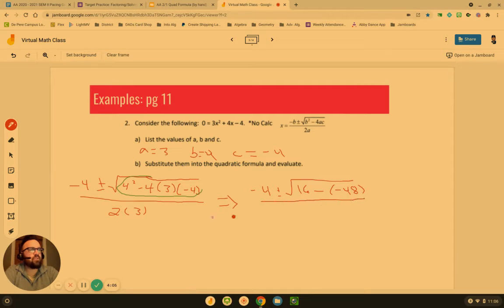All over 2a, and again, I can do that to get 6. Now we've got to finish what's underneath the square root sign, right? We still got to finish what's underneath the radical. Negative 4 plus or minus the square root of 16 minus negative really turns into 16 plus. So 16 plus 48 is 64, all over 6.